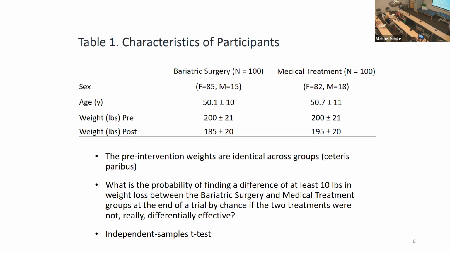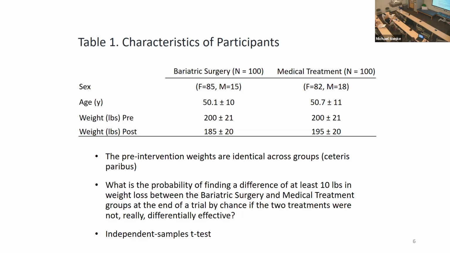If bariatric surgery was not better than medical treatment, or medical treatment was not better than bariatric surgery, on occasion we're going to find differences between groups. Always. It's never going to be exactly the same. So we're focused on what are the chances that we found a difference this large between groups if, in fact, the treatments were not differentially effective. Does that make sense?